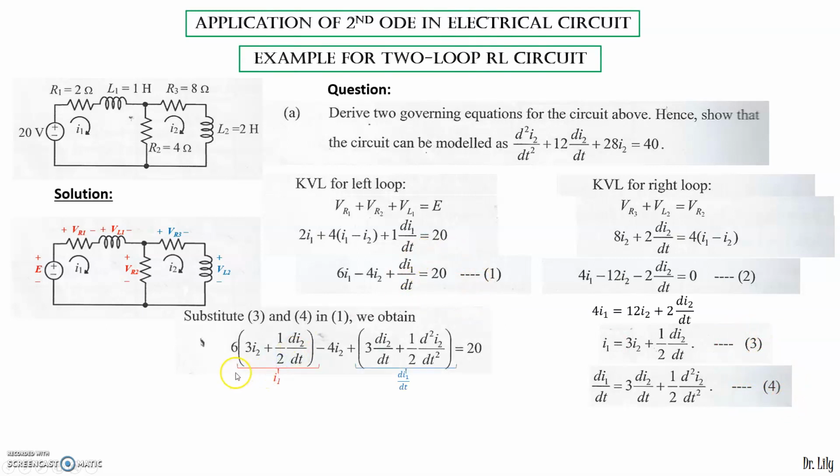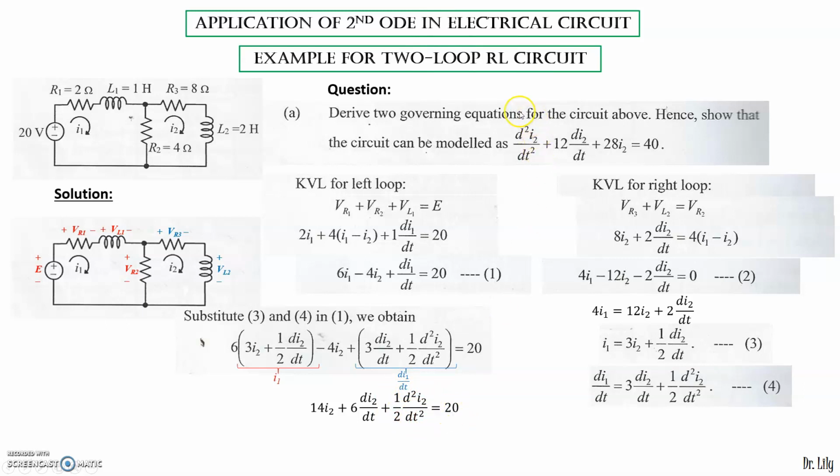So, 6I1 minus 4I2 plus di1 over dt equal to 20. From here we can re-expand the equation so that we have 6 multiplied with 3, 18. 18 minus 4, we got 14i2 plus, and then 6 multiplied with 1 over 2, we got 3 di2 over dt. 3 plus 3 is equal to 6 di2 over dt plus 1 over 2 d squared I2 over dt squared equal to 20.